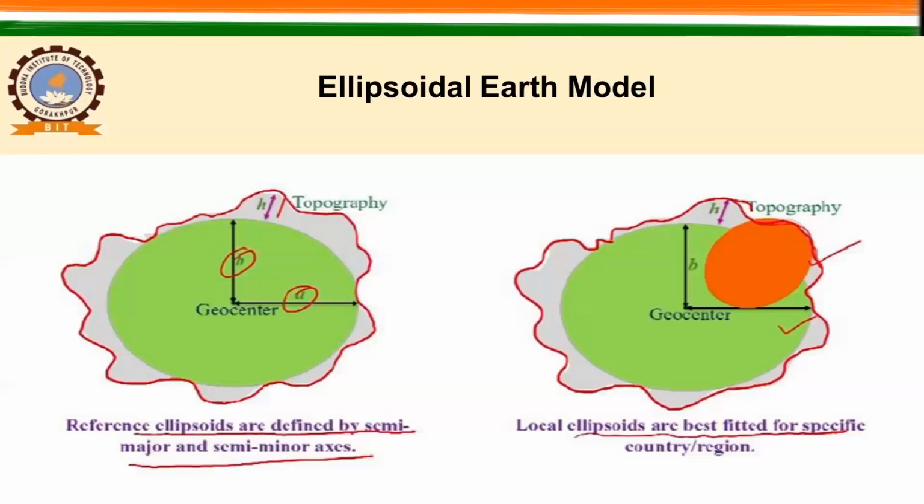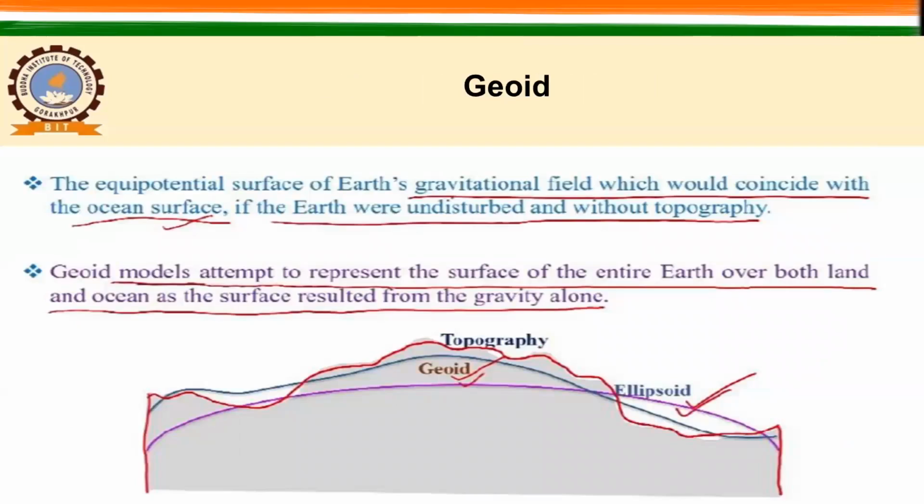There is another important concept in GIS, and that is known as the geoid. The geoid is the equipotential surface of the Earth's gravitational field, which would coincide with the ocean surface if Earth were undisturbed and without the topography. So that will exactly match your sea surface.